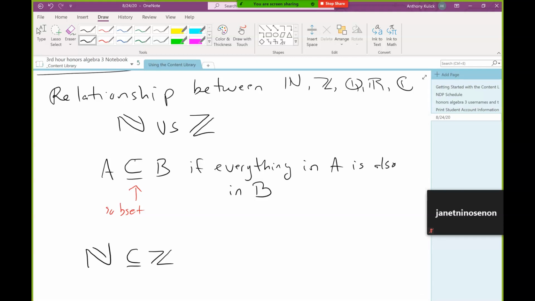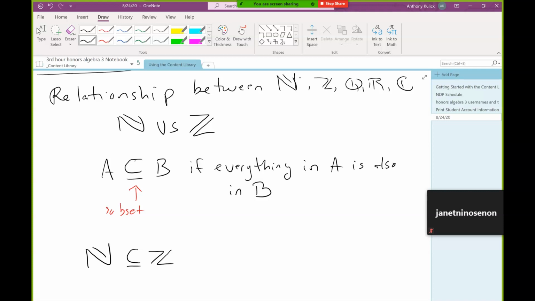So we have that the natural numbers are a subset of the integers, right? Everybody's okay with that idea? Yes. Oh, good. Thank you. I don't want to confuse anybody. So let's try to be consistent. Good. Thank you. All right.